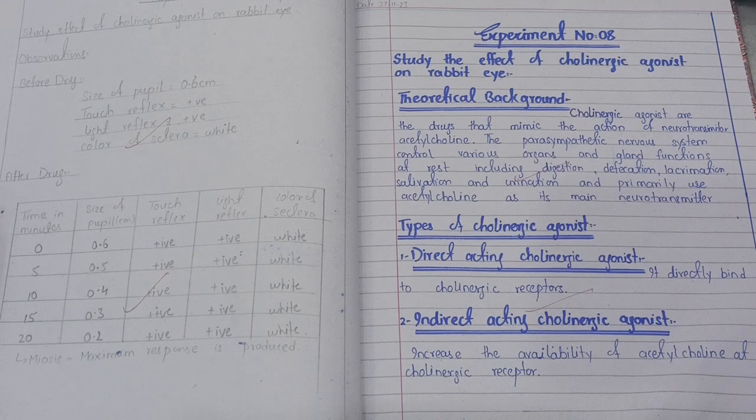Whenever there is a constriction of the pupil, this constriction of the pupil is called miosis. So miosis is observed, and maximum miosis is observed at 20 minutes. But after 20 minutes, you have to note it down, like at the 25 minute or the 30 minute, the drug begins to vanish its effect, its response, because we have not given the rabbit a drug whose duration is long. After the completion of the duration of that drug, the pupil size again begins to normalize.